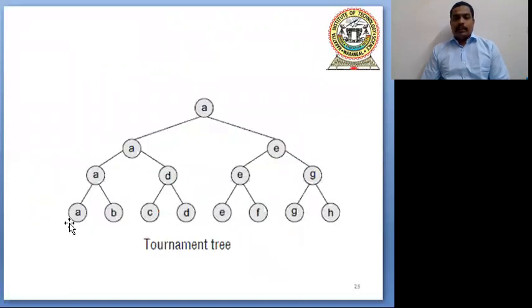For example, here these 8 players are there: A, B, C, D, E, F, G, H. The tournament happens between 2 persons. From the first 2 persons, whoever is the winner goes to the next level. The same happens throughout. Finally, the top winner will be in the topmost position. That is the tournament.